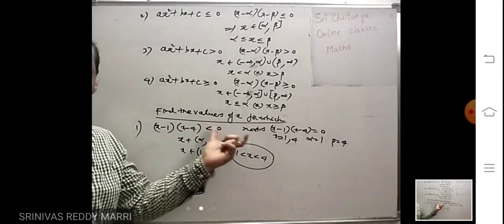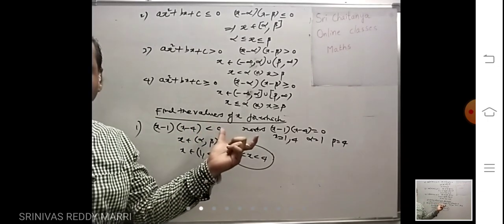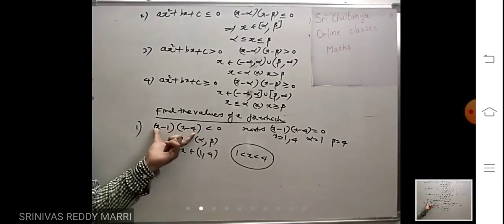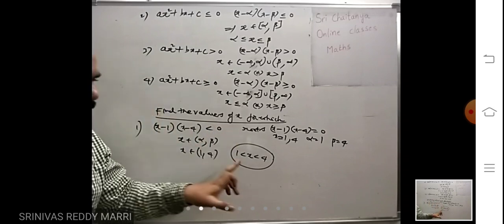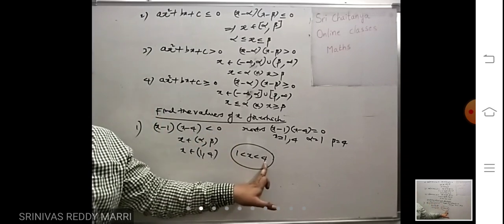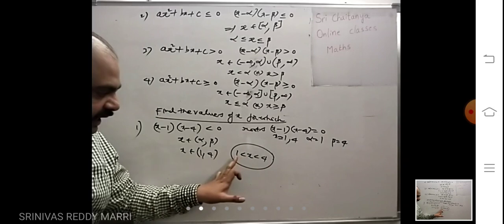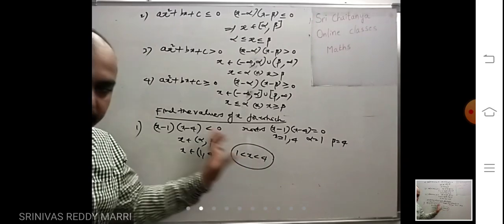Solution of this inequality means you have to find the values of x such that this product is less than 0. What are those values? Between 1 and 4. So in between 1 and 4, we have taken the value.